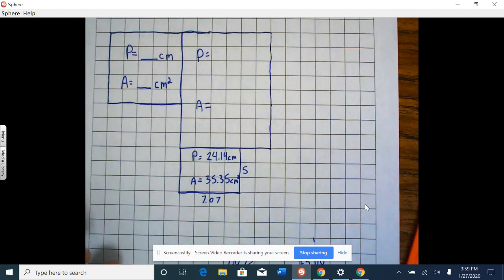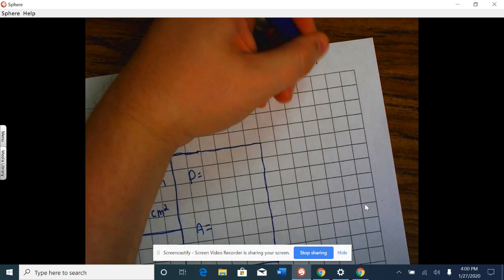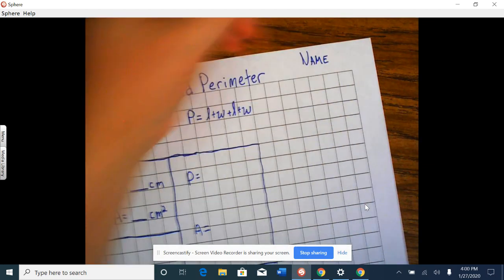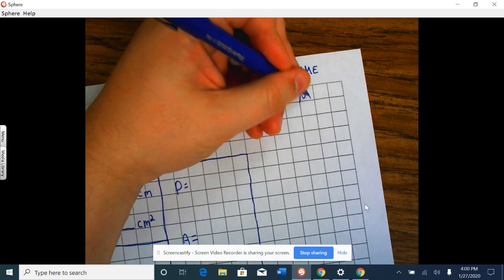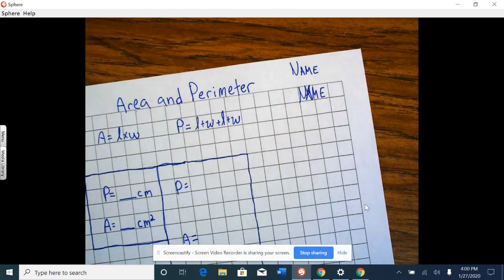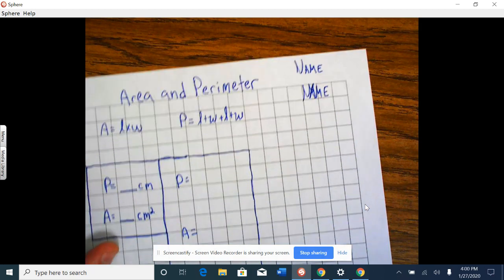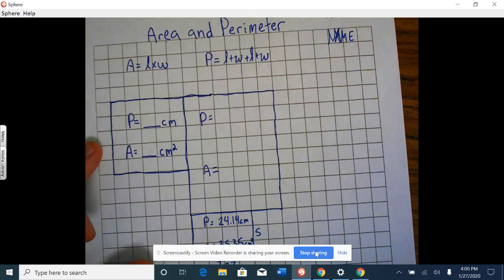Once you have that for all three, and again, this is listed up top, put your name up here and your partner's name. So both of your names going up there. And come see me for the last part. Thanks.